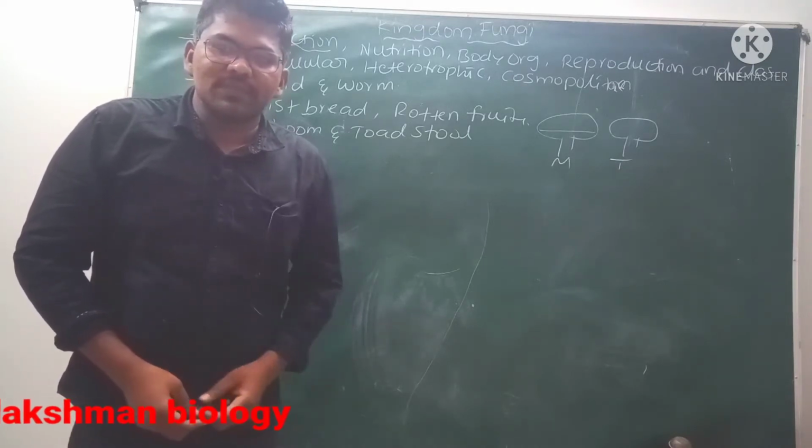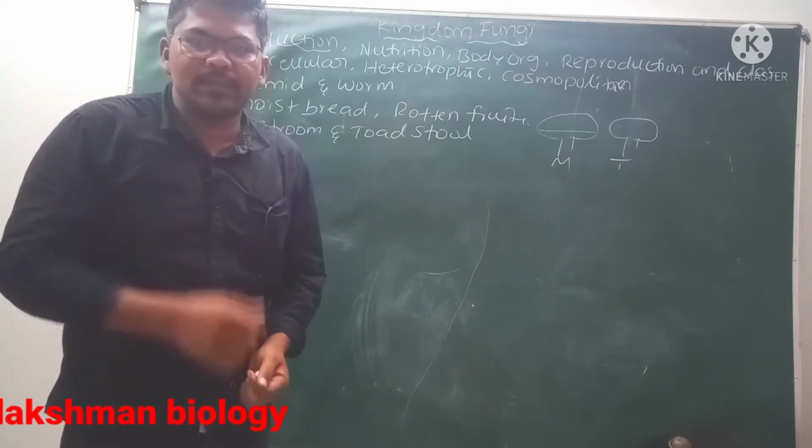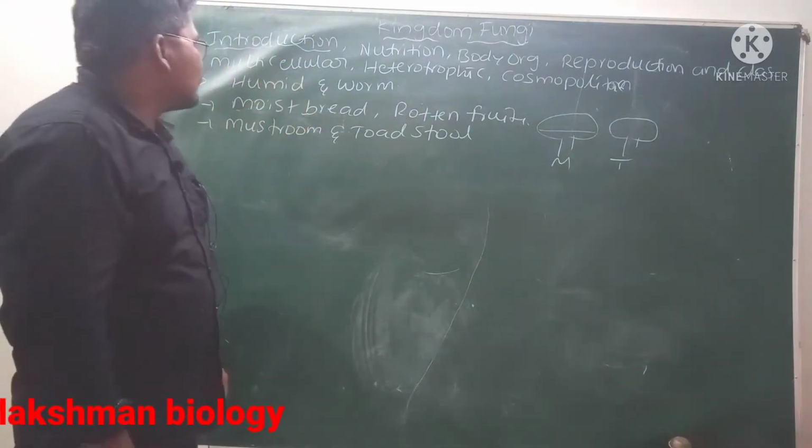What are the 5 kingdoms of Whittaker? They are Monera, Protista, fungi, Plantae and Animalia. Okay, here we will discuss the kingdom fungi.